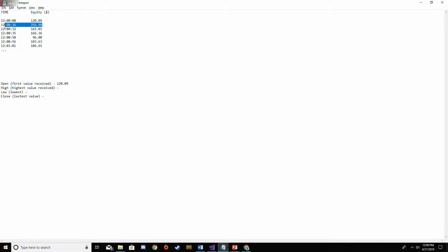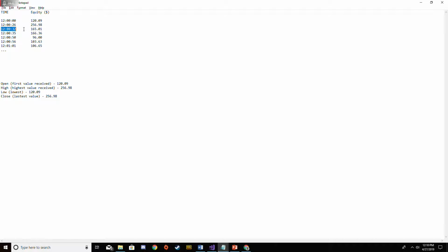However, if you receive another value at 12 and 26 seconds later, what is my value now? 256. The open is never going to change. It's going to be the same because it's my first value received. However, my highest now is this one right here. I'm going to copy and paste, and my lowest is what? Not this one, because this is greater than this, so this one is going to be my lowest. And what is my close? My close value is the latest value I receive, which is this one.